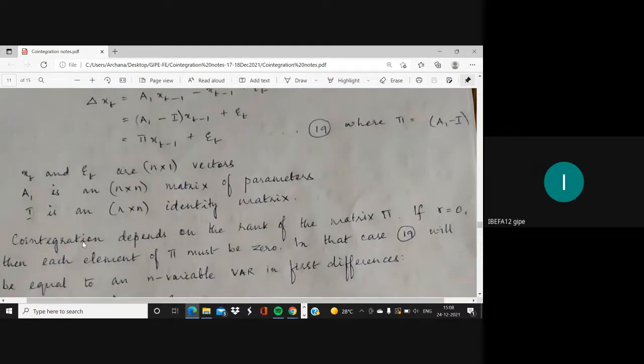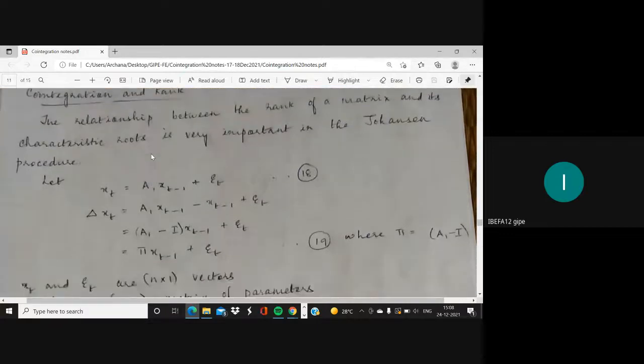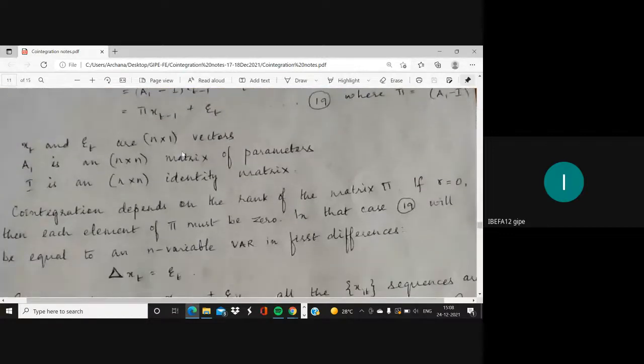Now cointegration depends on the rank of the matrix pi. What we try to do in the Johansen test is to find out what the elements of this matrix pi are, so that we can find the cointegrating vector, and we also try to find basically the characteristic roots or the rank of the matrix pi again. So if r is equal to 0, where r denotes the rank of the matrix pi.